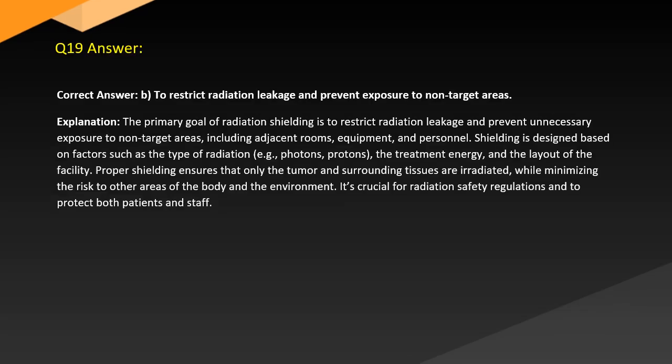Answer. Correct answer: B. To restrict radiation leakage and prevent exposure to non-target areas. Explanation: The primary goal of radiation shielding is to restrict radiation leakage and prevent unnecessary exposure to non-target areas, including adjacent rooms, equipment, and personnel. Shielding is designed based on factors such as the type of radiation, e.g., photons, protons, the treatment energy, and the layout of the facility. Proper shielding ensures that only the tumor and surrounding tissues are irradiated, while minimizing the risk to other areas of the body and the environment. It's crucial for radiation safety regulations and to protect both patients and staff.